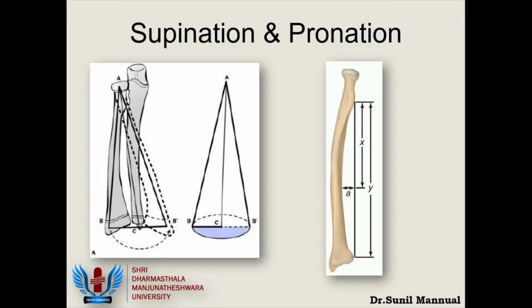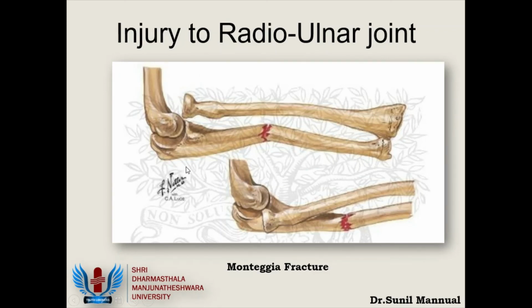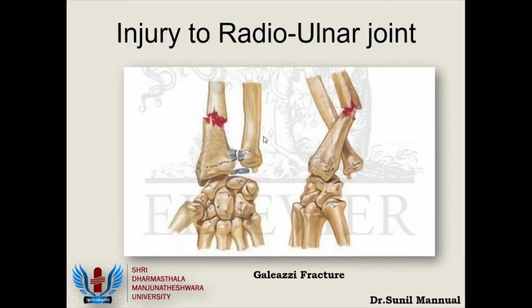Now, I told you injury to the superior radioulnar joint. I'm sure you have heard of something called a Monteggia fracture, where there is a fracture of the proximal ulna and dislocation of the head of the radius. So the head of the radius, which is in intimate connection with the proximal aspect of the ulna, now loses that connection and gets dislocated. So that's an injury of the superior radioulnar joint. Similarly, we have a condition called a Galeazzi fracture, where there is a fracture of the radius along with disruption of the inferior radioulnar joint.